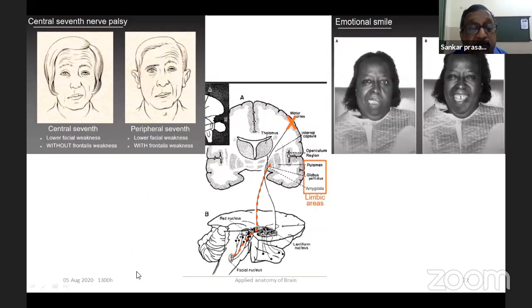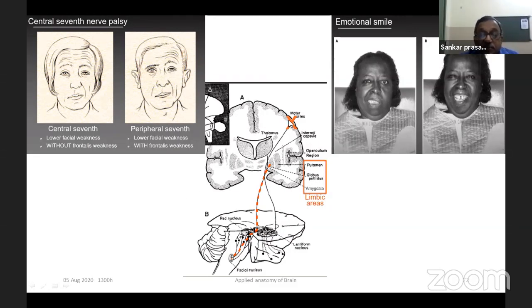The central seventh nerve palsy and peripheral seventh nerve palsy are often distinguished by the difference in the involvement of the face. In central seventh palsy, lower facial weakness is more marked without frontalis weakness, because the frontalis muscle has bilateral representation. The peripheral nerve lesion has both.